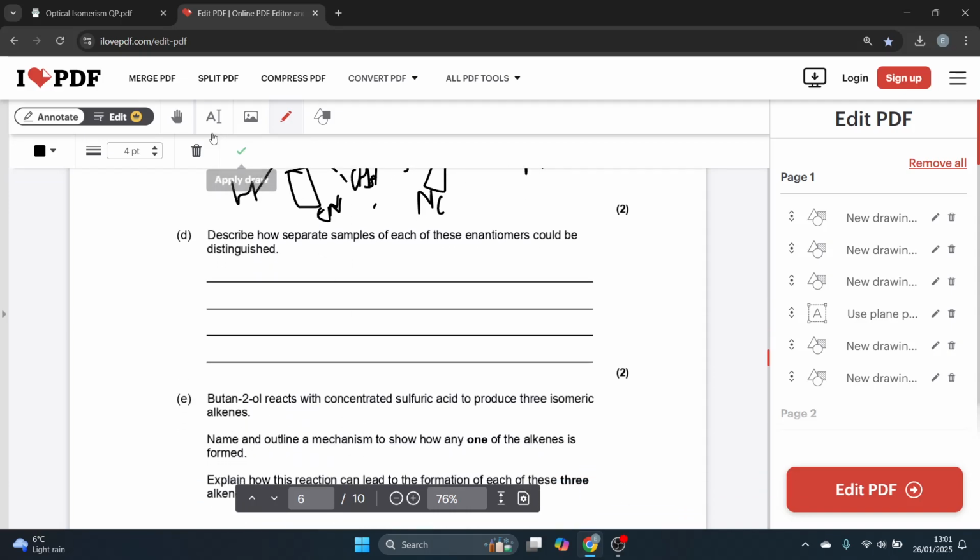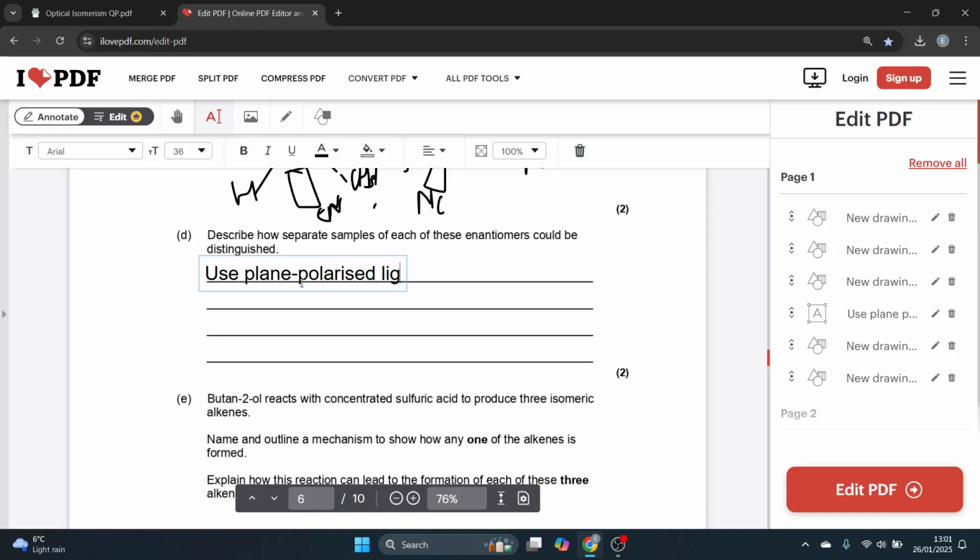Describe how separate samples could be distinguished. Again, very similar. Use plane polarized light. What happens? Rotated in opposite directions.